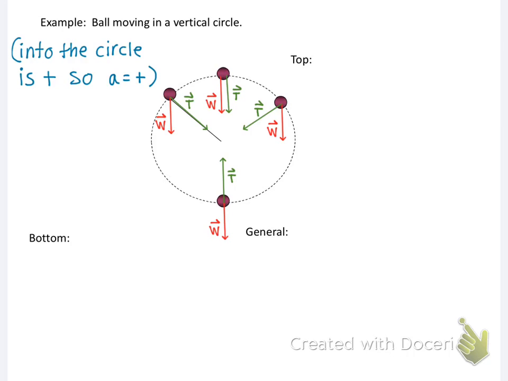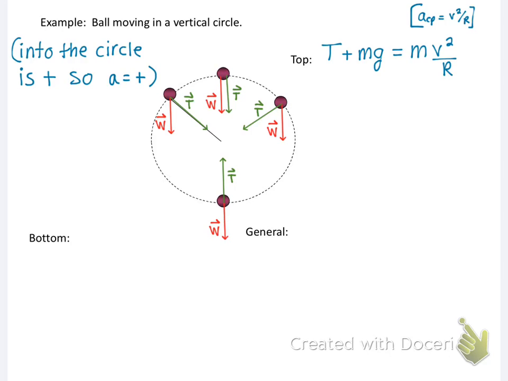So let's apply Newton's second law to the top. So we know that there's a weight force and a tension force both pointing into the middle of the circle, and so both forces are positive, and they can be set equal to the mass times the acceleration. And the acceleration here is equal to the centripetal acceleration, which is equal to velocity squared over the radius.